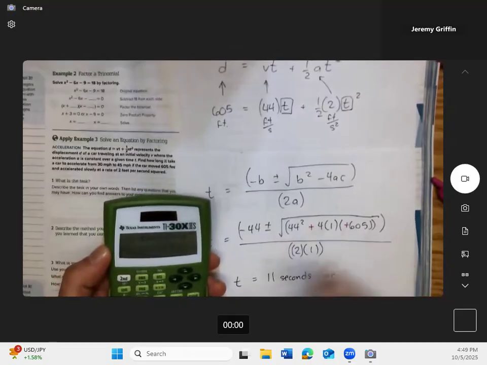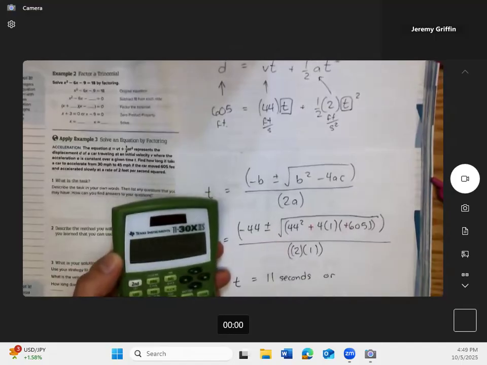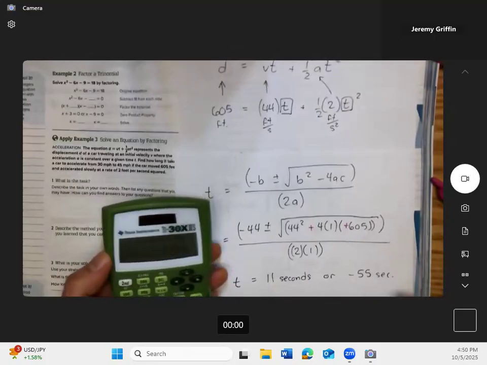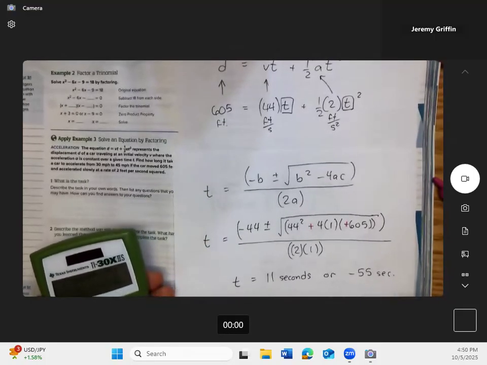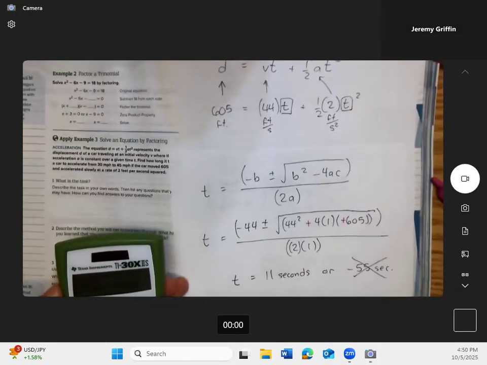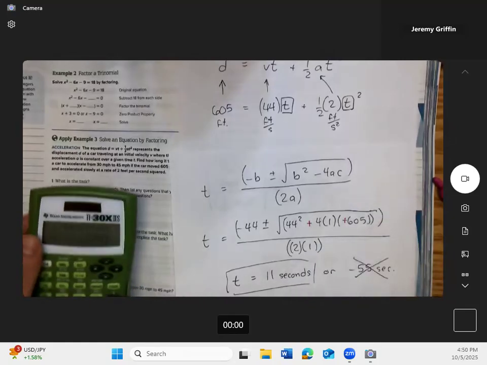Now if I scroll over, and where the plus was, I replace it with a minus, I'll get the other answer. Negative 55 seconds, which would be backwards in time. You can model that mathematically, but physically that doesn't make any sense. So that would not be the answer. The answer has got to be 11 seconds. That is the answer. Now I just found that out with the quadratic formula.